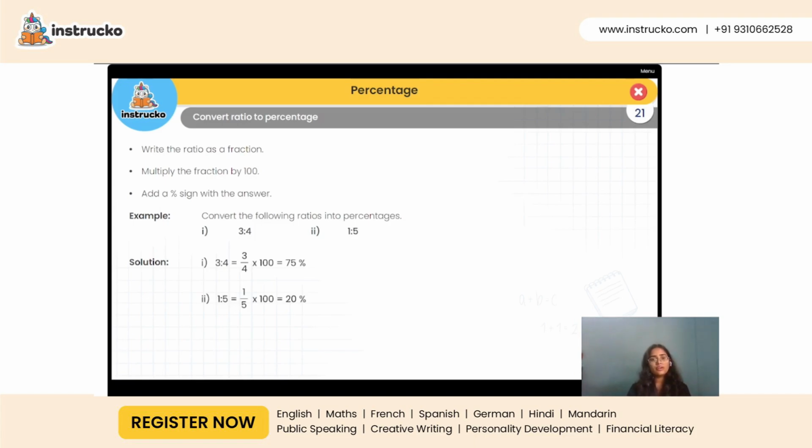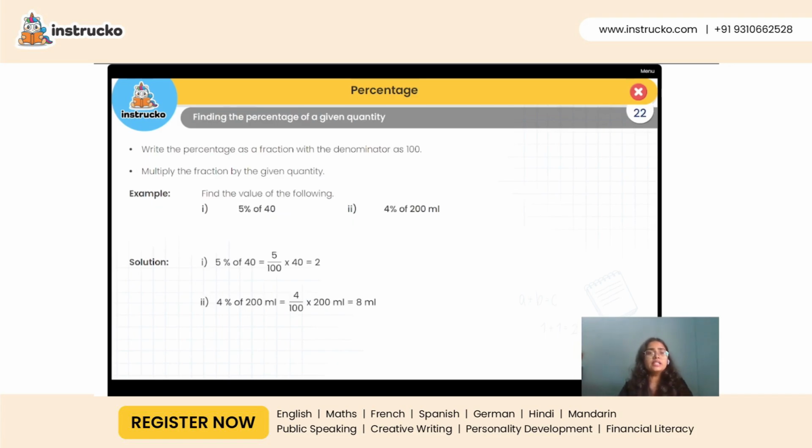Similarly, the second one, 1 ratio 5. You write the ratio as a fraction, which is 1 by 5. Then you multiply the fraction by 100, you get 1 by 5 into 100. Then you divide 100 by 5, you get 20, and then you write a percentage sign with the answer, then you get 20%. I hope these steps are clear to you. Let's move on to the next slide.